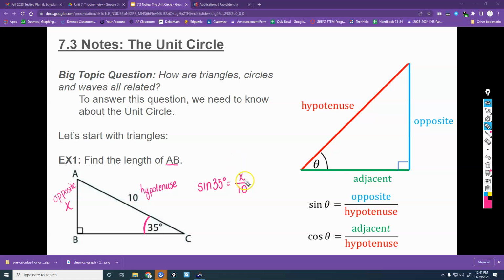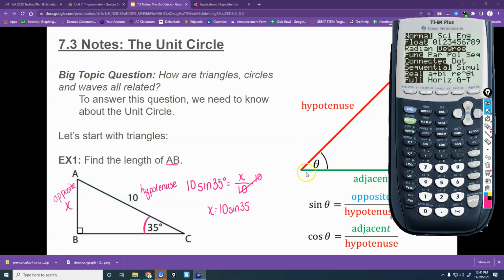Now, to solve this, we just have to get that x by itself. Right now, it's being divided by 10, so we would need to multiply both sides by 10. So our x would be 10 times sine 35, and we would just type that into the calculator.